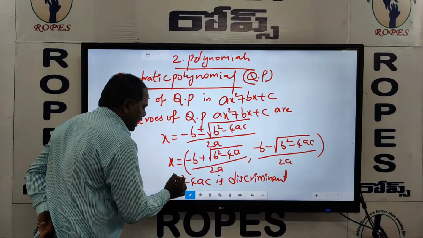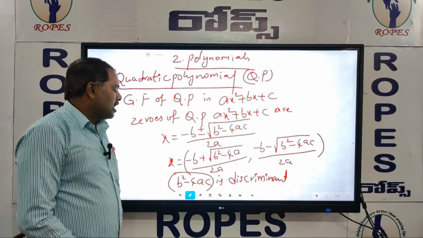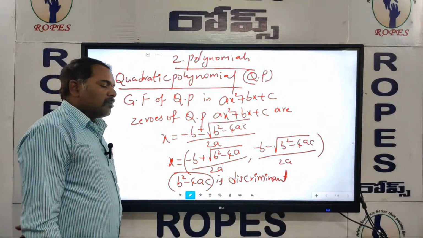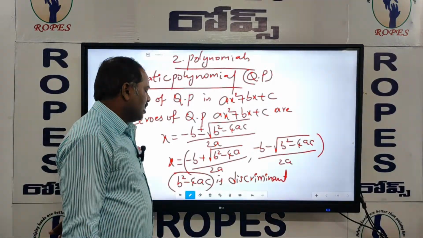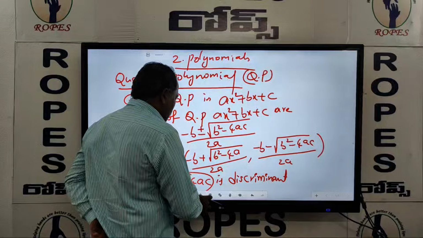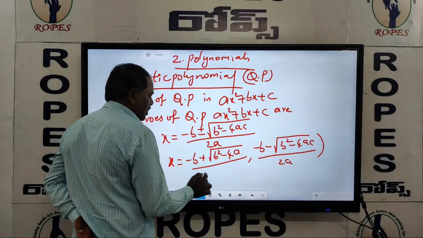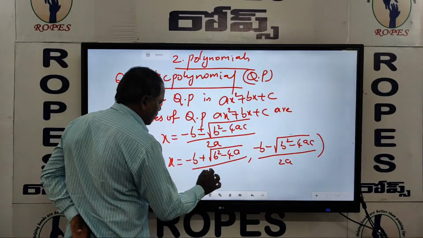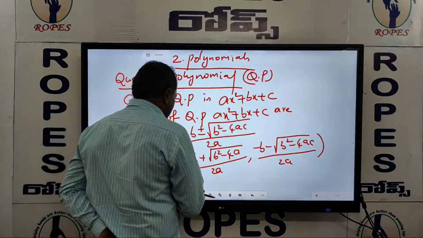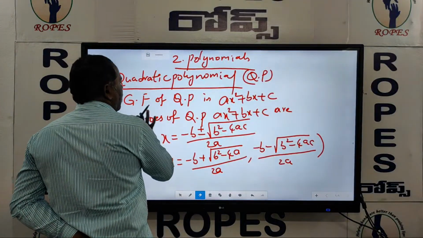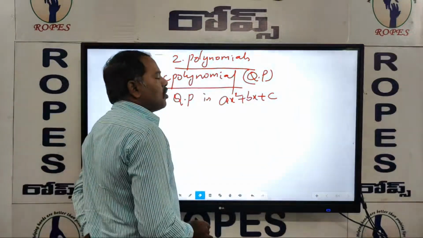So it will decide the nature of the roots. So when we go to quadratic equations, we call this the formula to find the zeros of the quadratic polynomial. In this one, these are the formulas. Next, here we can write the relation between the zeros and the coefficients of the quadratic polynomial.